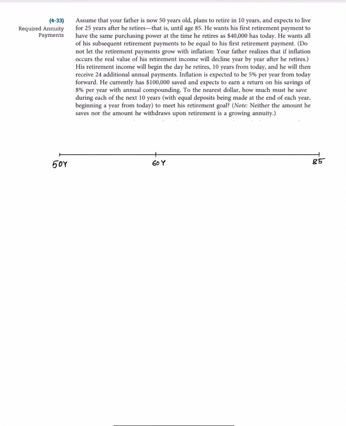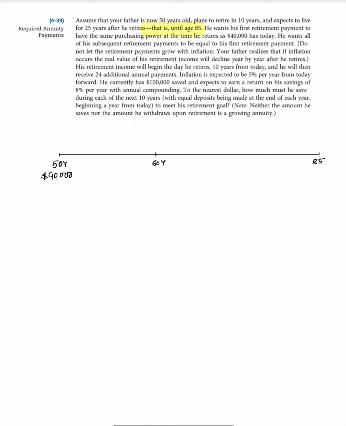The question itself is pretty clear in terms of the age until which he expects to receive those retirement payments, right? Moving forward, he wants the first retirement payment to have the same purchasing power, mind you, the purchasing power at the time he retires, as 40,000 has today. So basically, whatever that 40,000 can buy today, he wants to have that exact amount of money to receive once he starts his retirement plan.